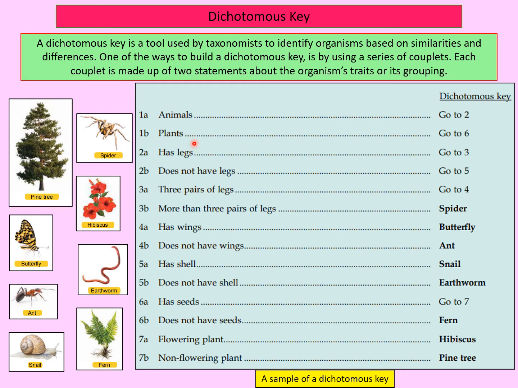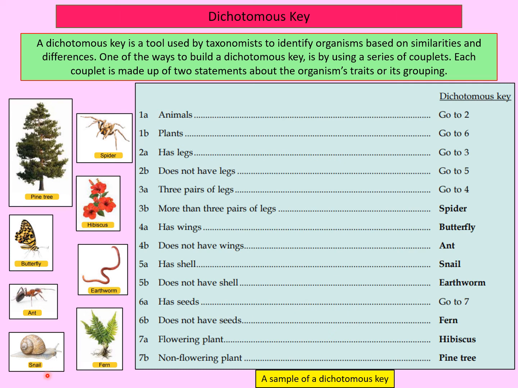Then we look at another example. Butterfly. Butterfly is an animal. Go to 2. Has legs or does not have legs? Of course, butterfly has legs. So go to 3, 3A or 3B: more than 3 pairs of legs or 3 pairs of legs. Butterfly has 3 pairs of legs, so go to 4. 4: has wings or does not have wings. Butterfly has wings, so it stops at 4A. This is an example of how to identify organisms by dichotomous key.